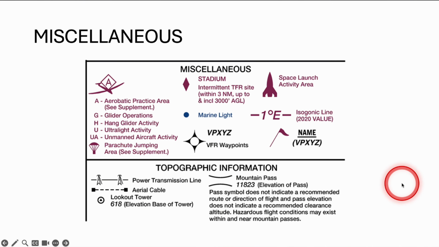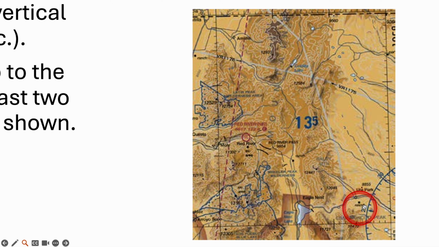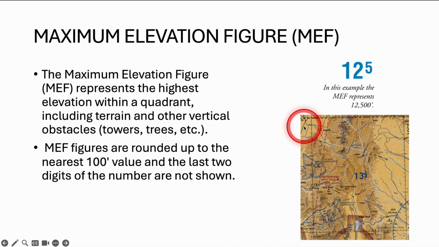So a quadrant, we haven't talked about it yet. A quadrant is made up of these lines of longitude and latitude like this. So it makes a little rectangle, and that's referred to as a quadrant. Within each quadrant you'll see a large blue number like this, and that's referring to the maximum elevation figure. So there's a few things that go into that, but it's rounded up to the nearest 100 value. And so in this case, it'd be 13,500.